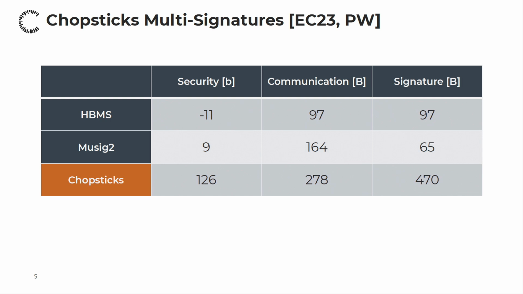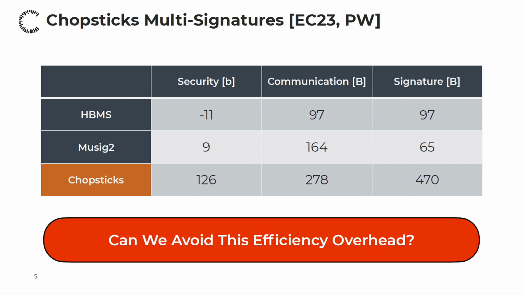However, what you also see in this table is that we pay a price for that. And that price is in terms of efficiency. So for example, if you look at the signature column, then the signature of Chopsticks is about 5 times as large as the HPMS signature. So the natural next question is, can we avoid this efficiency overhead? And this is what we did in this year's paper.